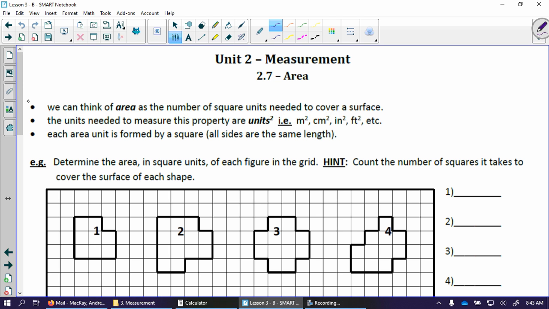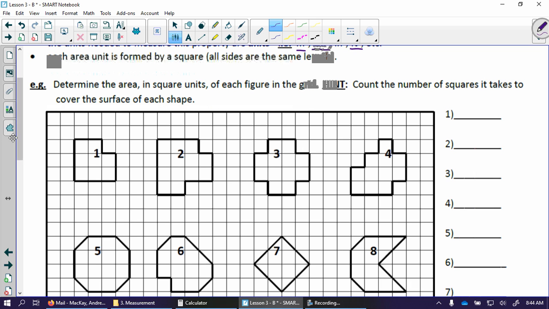If you are building a house, you need to know how many square feet of plywood to buy. They have all sorts of different units. Metric, we have meters squared, centimeters squared. Imperial, you can have square inches, which isn't super common, square feet, square yards. We're going to go through some of these shapes, and then we're going to look at some formulas. When you need time to write things down, ask the supply teacher to pause the video, and I'm sure they can do that. So the first thing is determine the area in square units of each figure on the grid.